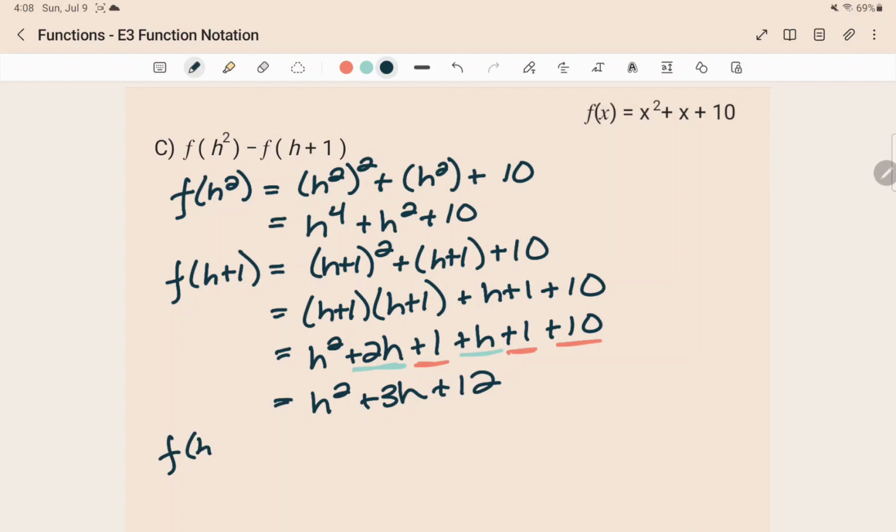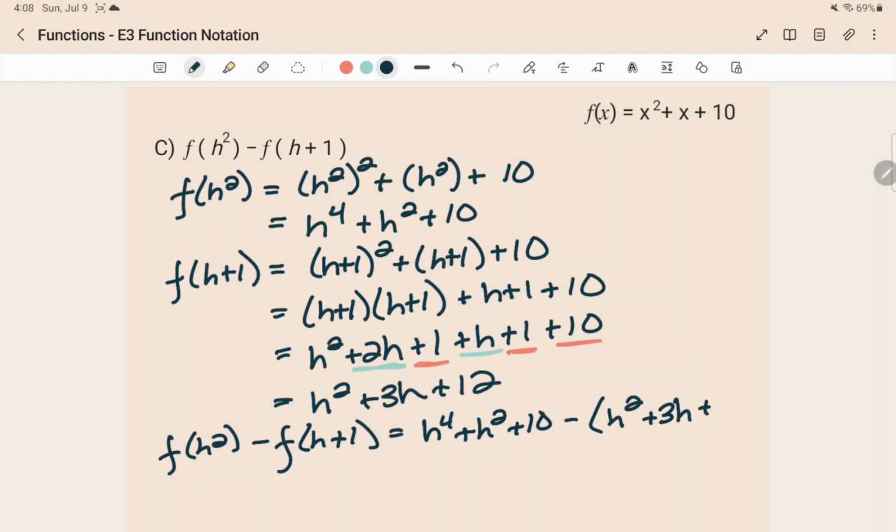So if I combine those two pieces together, f of h squared minus f of h plus 1 is going to be h to the 4th plus h squared plus 10 minus, in parentheses, h squared plus 3h plus 12. I'm going to distribute that negative. H to the 4th plus h squared plus 10 stays the same, but now I get minus h squared minus 3h and a minus 12.